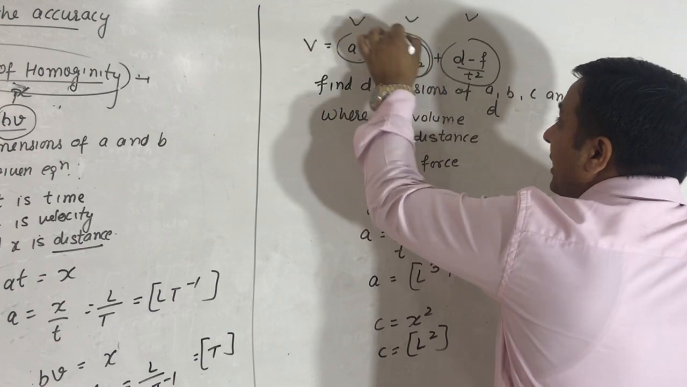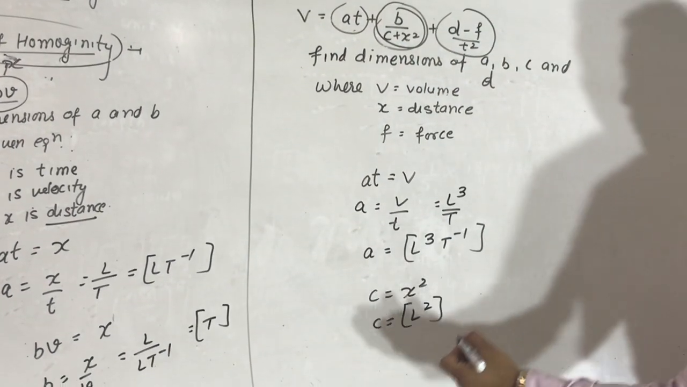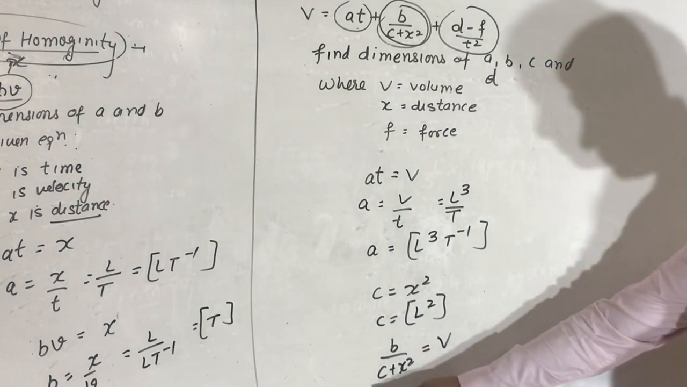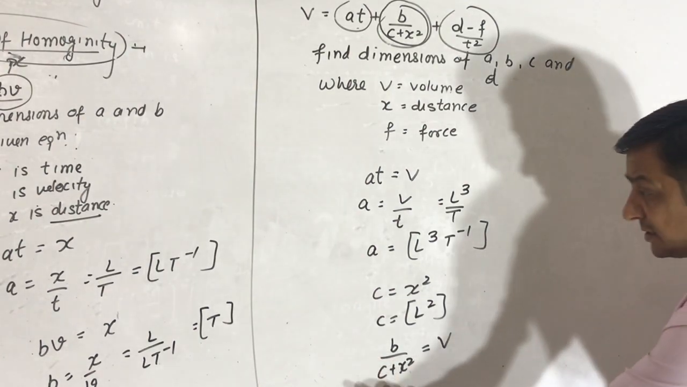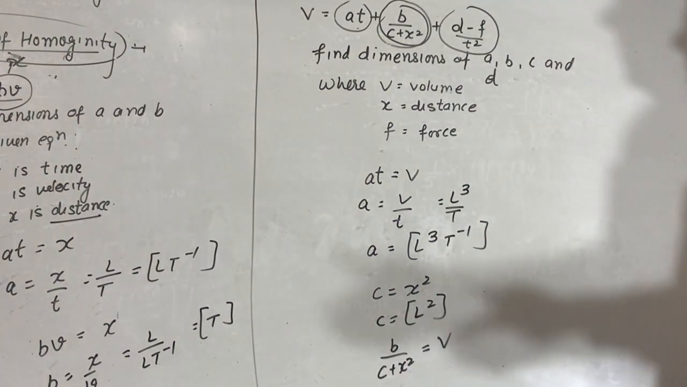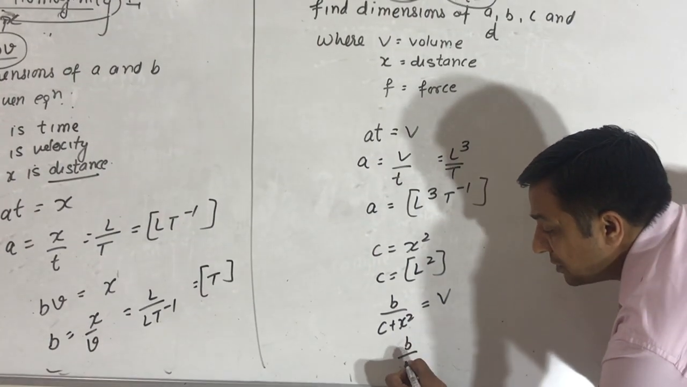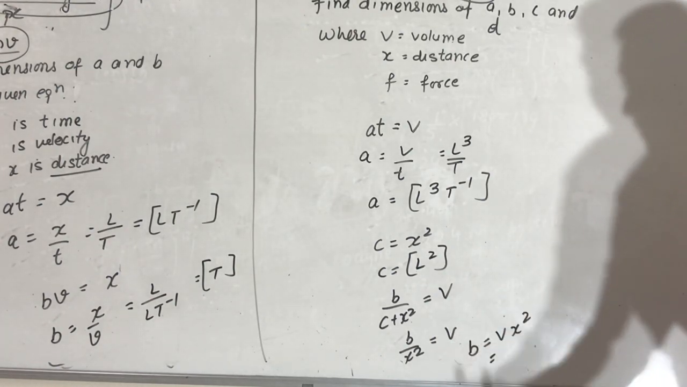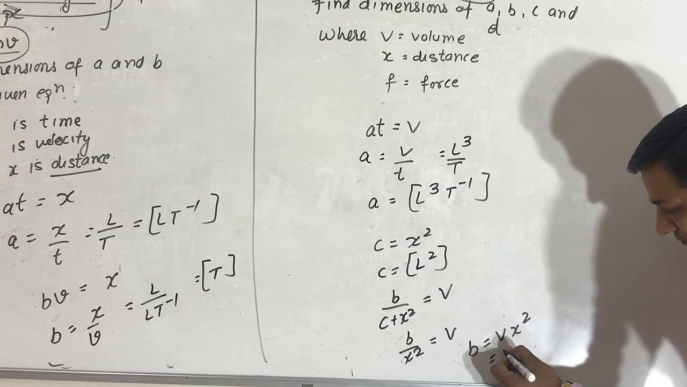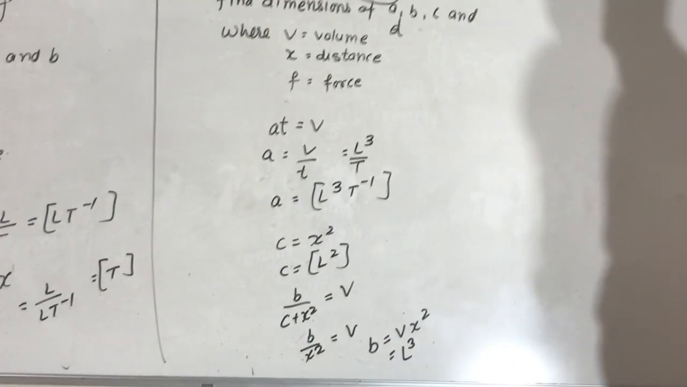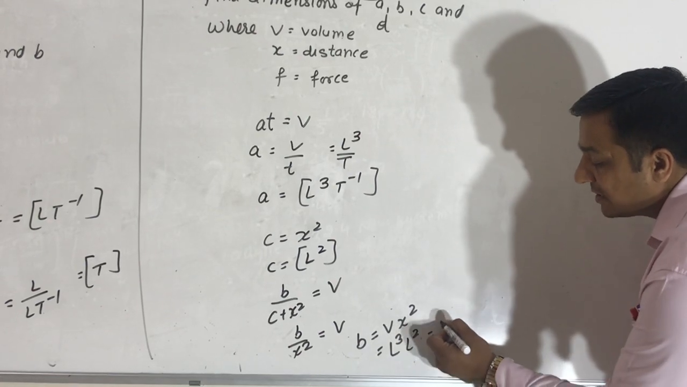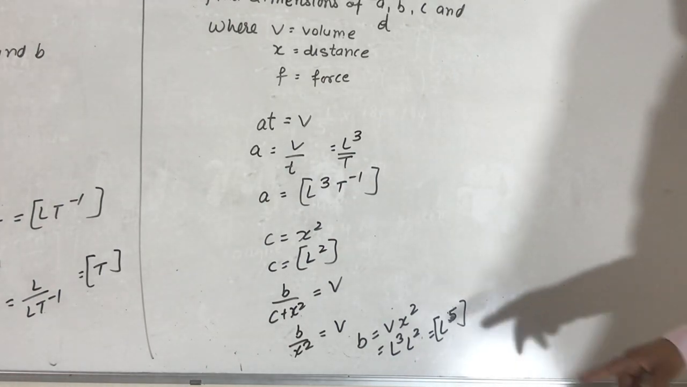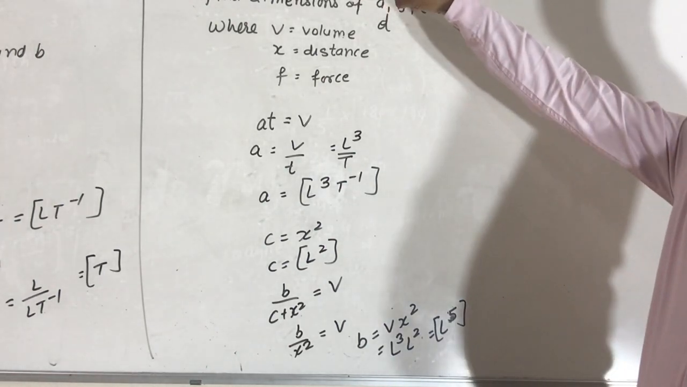This is the full quantity, and the full quantity is equal to volume. So B upon C plus x square is equal to volume. Here C plus x square, C is also x square plus x square according to the principle of homogeneity, that is equal to V, and B is equal to V x square. V is equal to volume. Dimensional formula of volume is L cube and x square is L square, so that is equal to L 5, and this is the dimensions of B. Similarly, we will find out the dimensions of D.